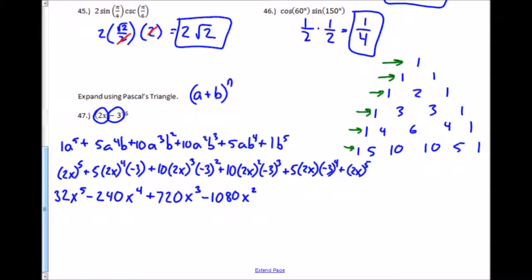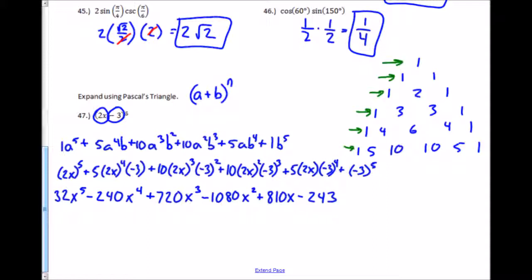The next one, I've got the negative 3 to the 4th power, which gives me an 81. I have to multiply that by the 2 and by the 5. So that gives me a positive 810, and that'll have just an x in it. And then the last one, I substituted in the wrong value. That should be a negative 3 to the 5th power. And when I do negative 3 to the 5th power, it gives me a negative 243.